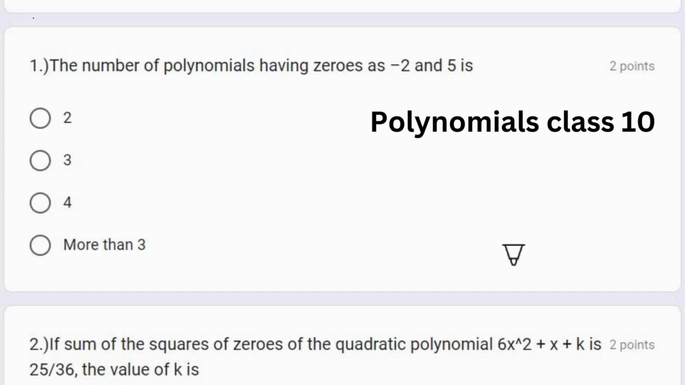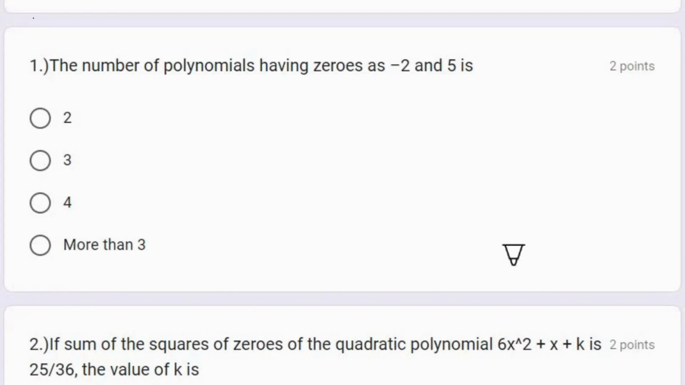Here is a set of 10 questions to check our readiness with the chapter Polynomials of class 10th CBSE. Let's begin with the first question. The first question is the number of polynomials having zeros as -2 and 5 is.